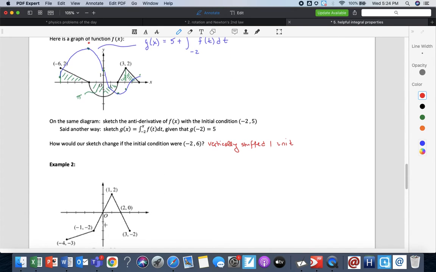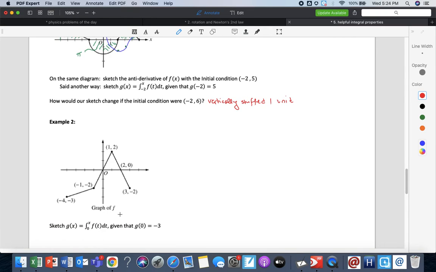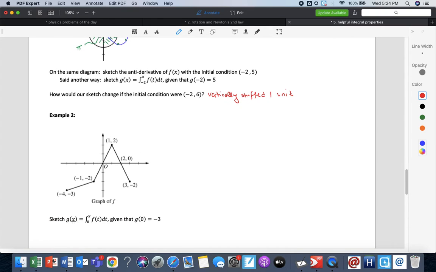I'll let you try the second example. The second example is a little cleaner in that there's no semicircle, so your areas tend to be whole numbers, but you can also try that one. So I want you to sketch the antiderivative of f.